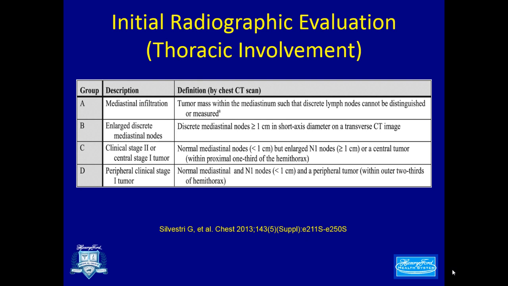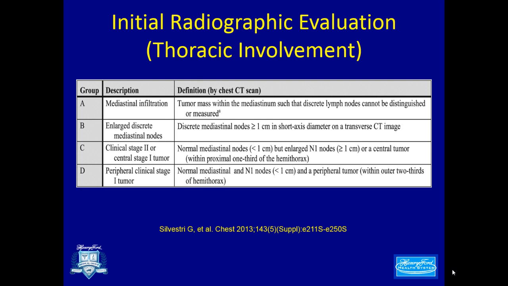Group C is what it's called the clinical stage 2, or the centrally located tumor. So you have either a patient who has an enlarged hilar lymph node, meaning an N1 lymph node that is more than 1 centimeter again in size, or you have a patient who doesn't show any hilar or mediastinal lymph node, but has a tumor that is centrally located, meaning within 1/3 of the hemithorax.